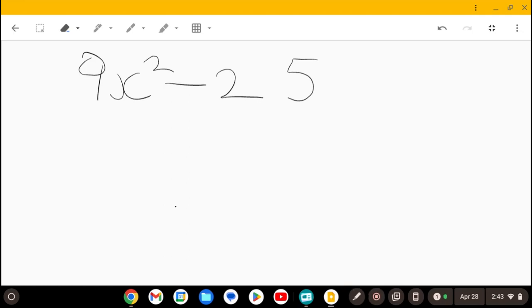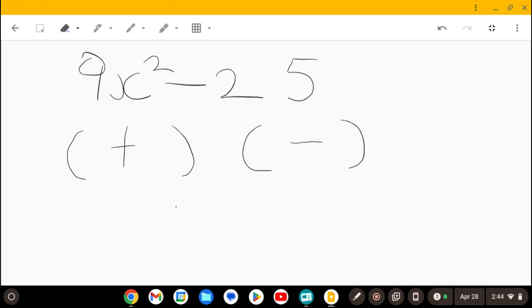My channel, and today we'll be looking at a type of factorization which we call difference of two squares. It's rather simple. If you realize you have 9x squared minus 25, what we need to do is draw two brackets. These brackets are going to have a plus solution and a minus solution.